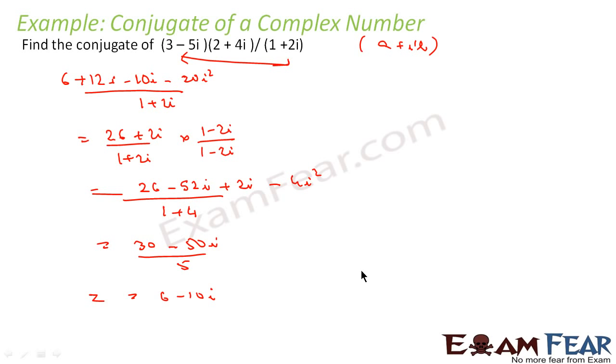So this is z, and when you want to find z conjugate, this will become 6 plus 10i, and this is our answer. Very simple. To find the conjugate, first convert the number into a plus ib form, and then find a minus ib.